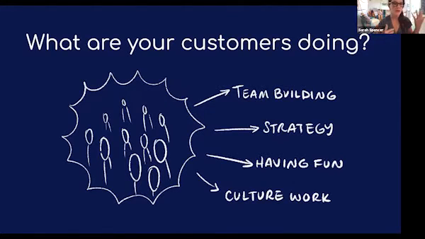Are they team building? Are they creating strategy? Are they just having fun? Like I just did a 2-day workshop the other day, and it was literally just fun and games. Or are you doing culture work? So what is it that you're doing? Take a moment to think about that.